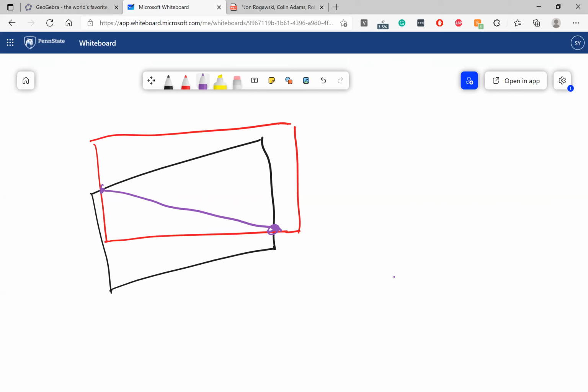If you take a look at the normal vector of the red plane, let's say this is the normal vector of the red plane right here, and you take a look at the normal vector of the black plane, let's imagine that this over here is the normal vector of the black plane. In order for this line to be in both planes, it has to be orthogonal to both normal vectors, right? Because that's what it means for a vector to be in a plane.